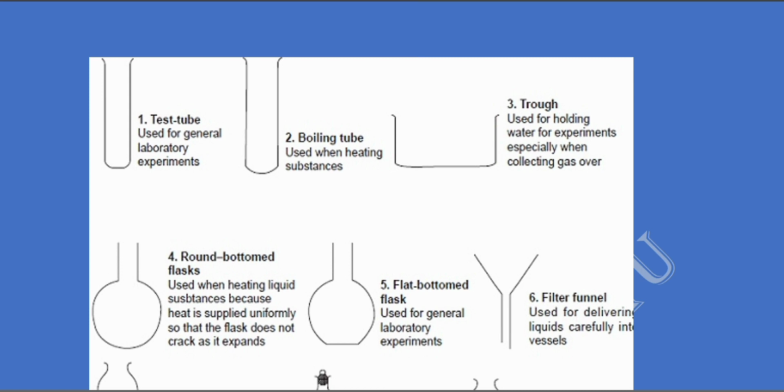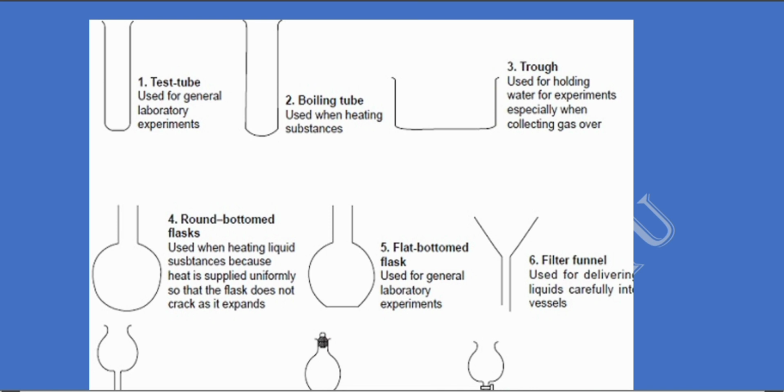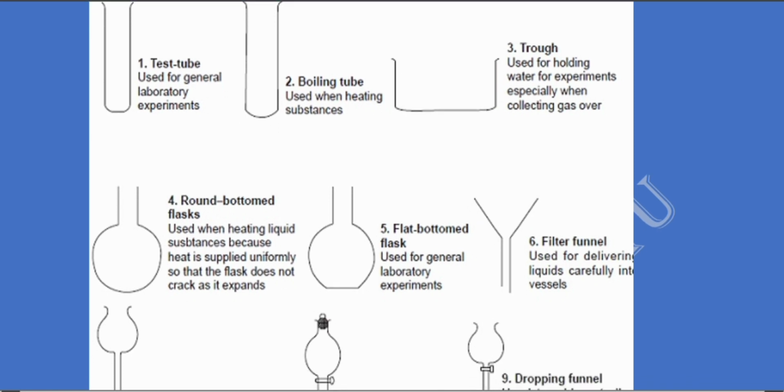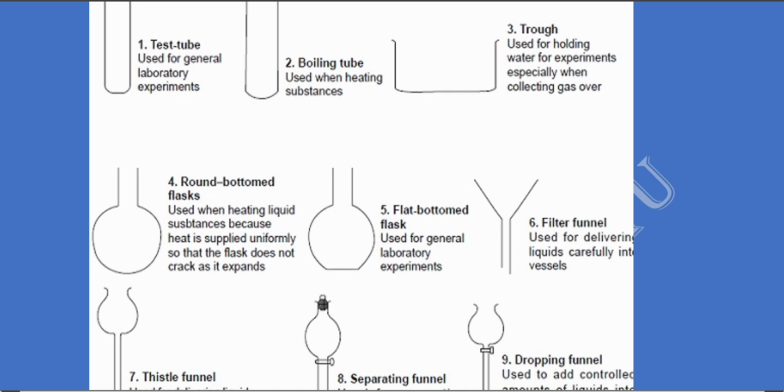So we have the round bottom flask, used when heating liquid substances because heat is supplied uniformly so that the flask does not crack as it expands.